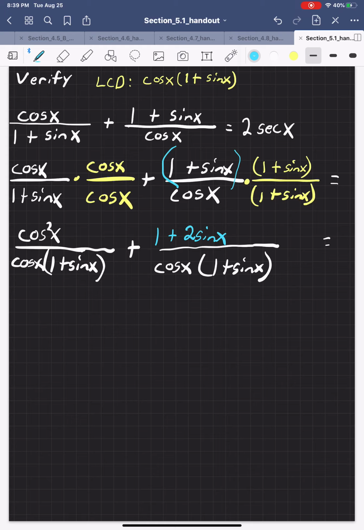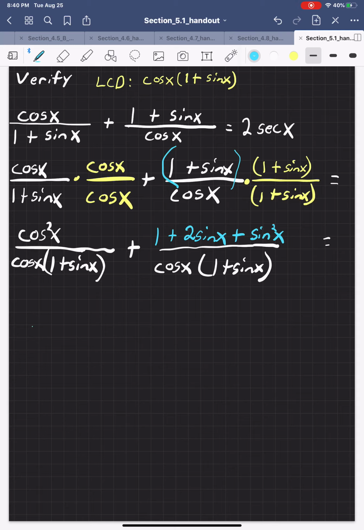And that last step, if you take sine of x times sine of x, you just have sine squared x. Okay, so the foiling part is done, and now that we have common denominators, we can finally add our 2 fractions. So let me go ahead and do that right now.